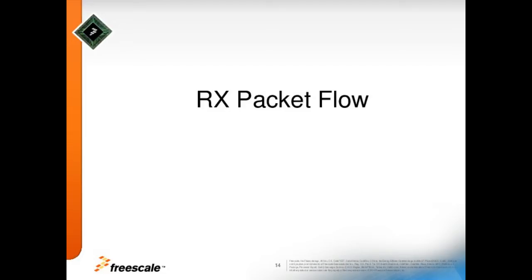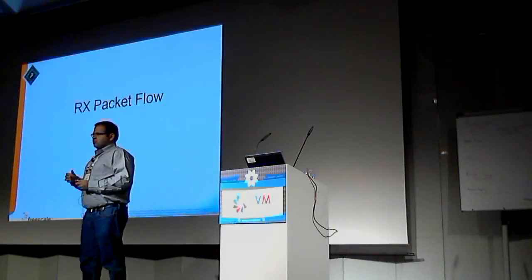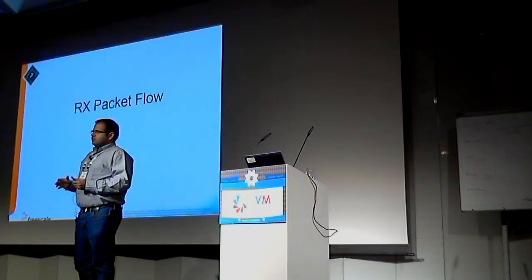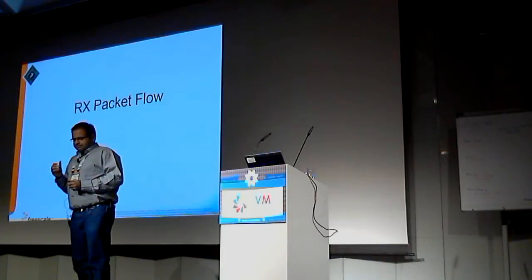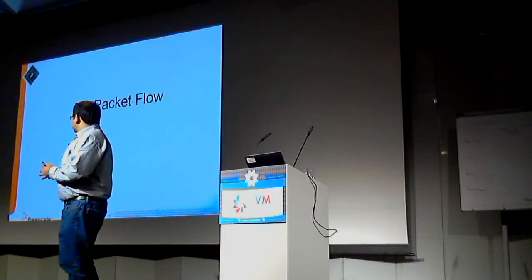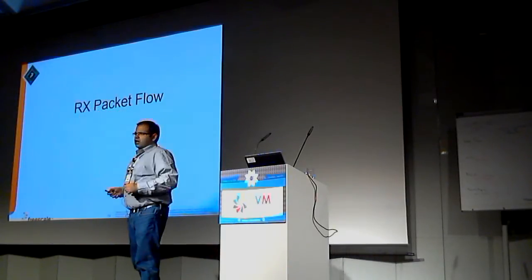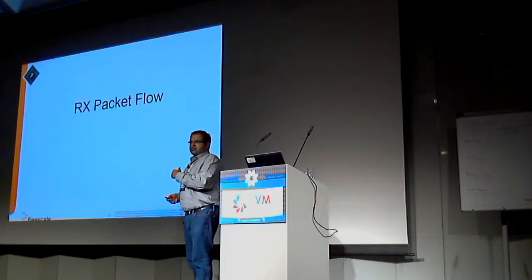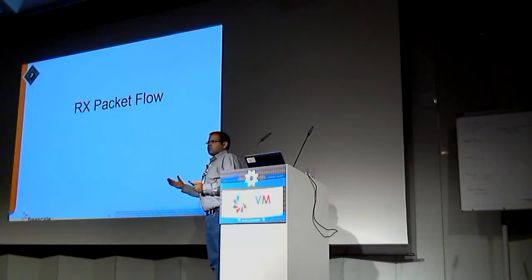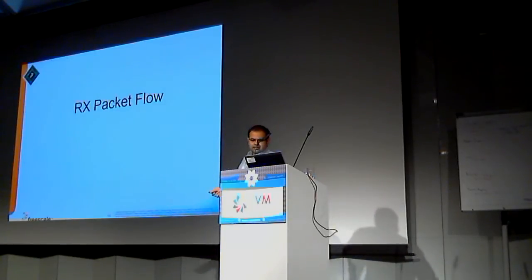Okay, so in our setup, we actually saw an issue with the RX processing. Specifically, we saw that the Vhost-net RX processing actually becomes a bottleneck. So I will briefly touch upon how the RX processing works in case of Vhost-net, and then we will also talk about the workarounds and the proposed architecture to handle these issues.